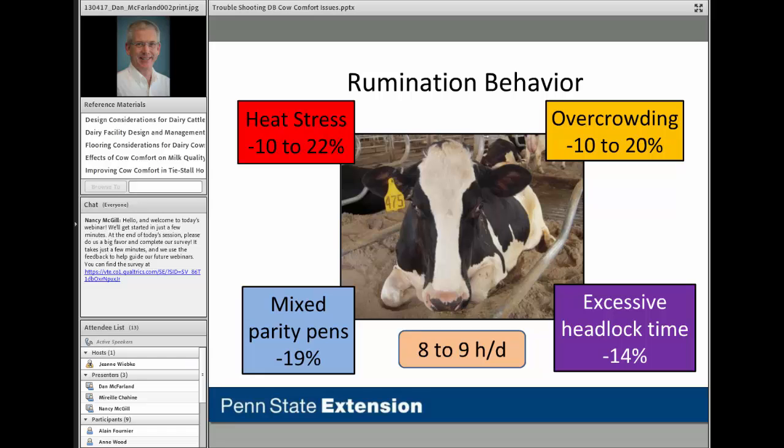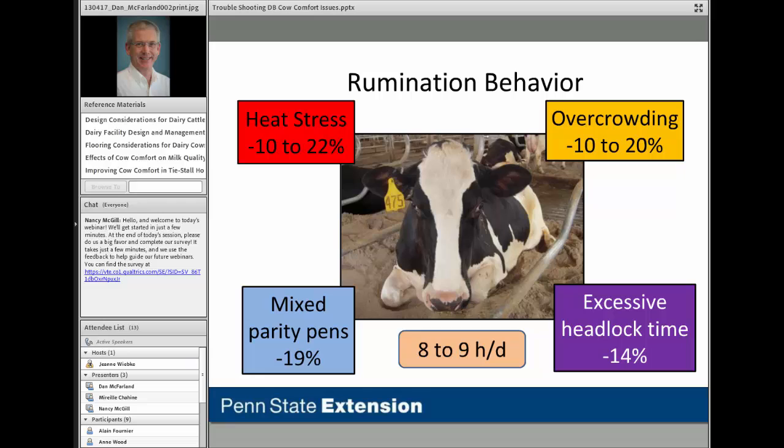Rumination behavior is very important. The target is 8 to 9 hours per day. And here are some of the things that can affect that rumination time. Overcrowding can affect it up to 20%. Heat stress, 10 to 22% in some cases. And as veterinarians tell me, if a cow's panting, she's not ruminating. And that can lead to slug feeding and also some issues in the rumen.